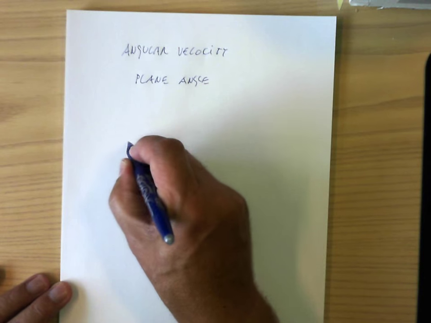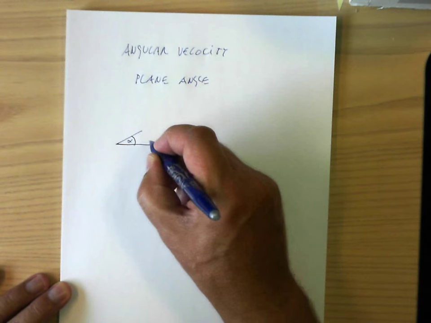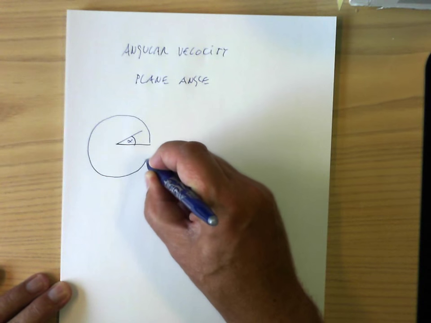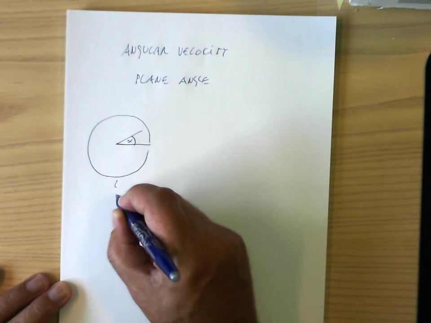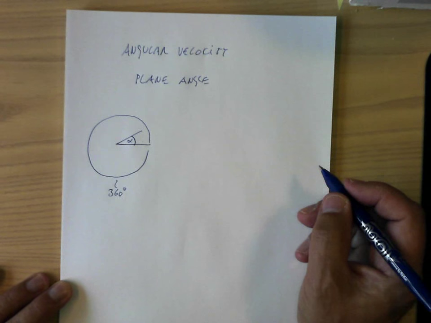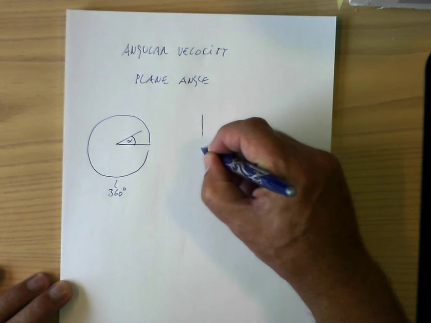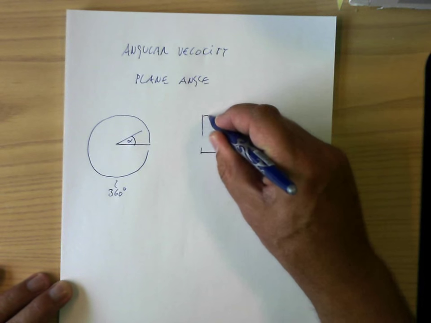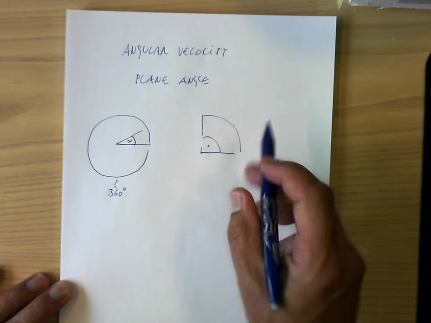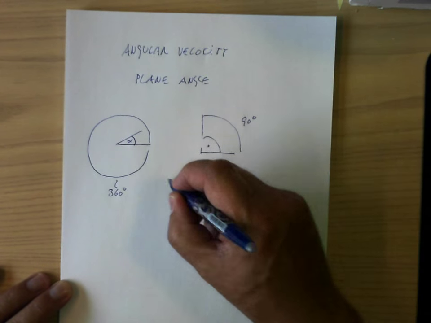We can say here we have an angle alpha, and we imagine one rotation of this element here is 360 degrees. Okay. So one rotation is 360 degrees. It means, if I have only a quarter rotation here, then I have a quarter of 360 degrees, so here I have 90 degrees. That's one way. That's a degree description of an angle.